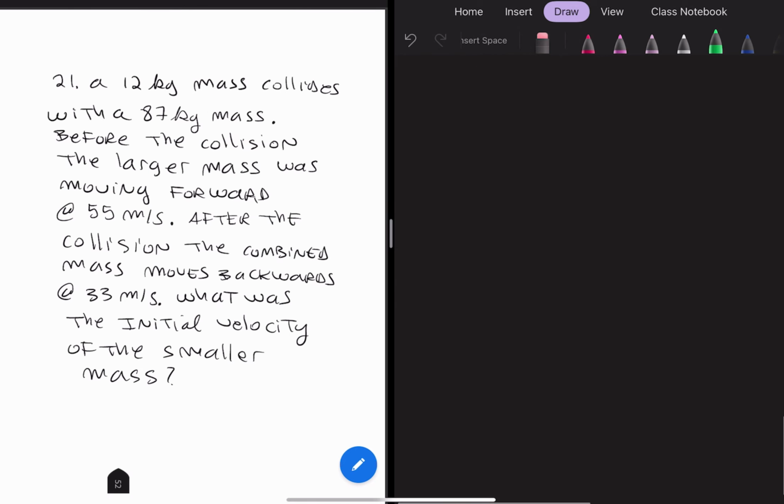Alright, so let's try to solve this one. It says you have a 12 kilogram mass collides with an 87 kilogram mass. Before the collision, the larger mass is moving forwards at 55 meters per second. After the collision, the combined masses are moving backwards at 33 meters per second. What is the initial velocity of the smaller mass? So this is an inelastic collision where the two objects collide and stick together. So go ahead and pause, try to solve this, and when you're ready, unpause.